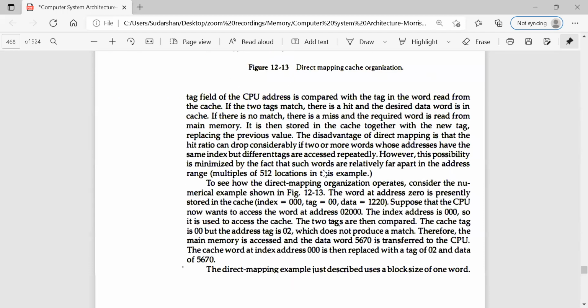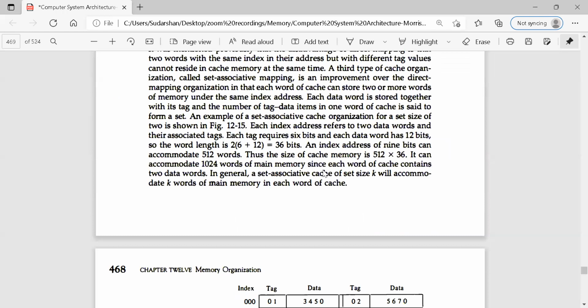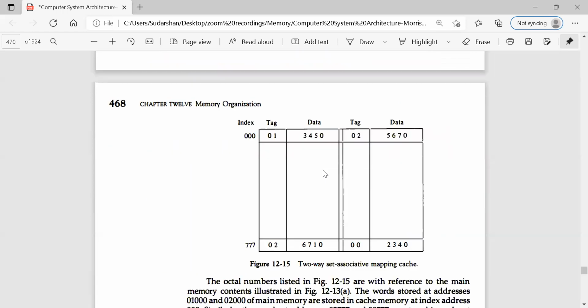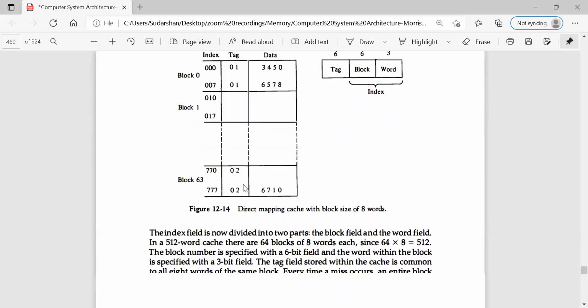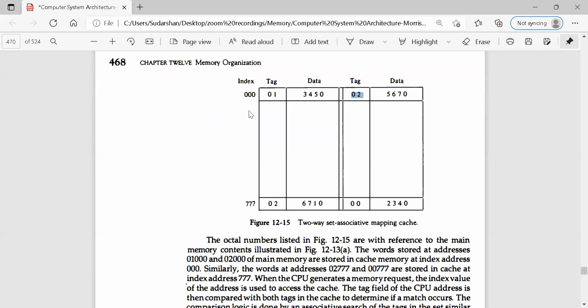To overcome that, you go in for the next technique, namely set associative mapping. So we will see an example of set associative mapping. This is called the two-way set associative mapping technique. What do we do here? We have the index 000, the tag 01, and the data value 3450. Now, the index remains 000, but the tag is 02, and the corresponding data value is 5670. So we are storing under this index, that is, in one cache location.